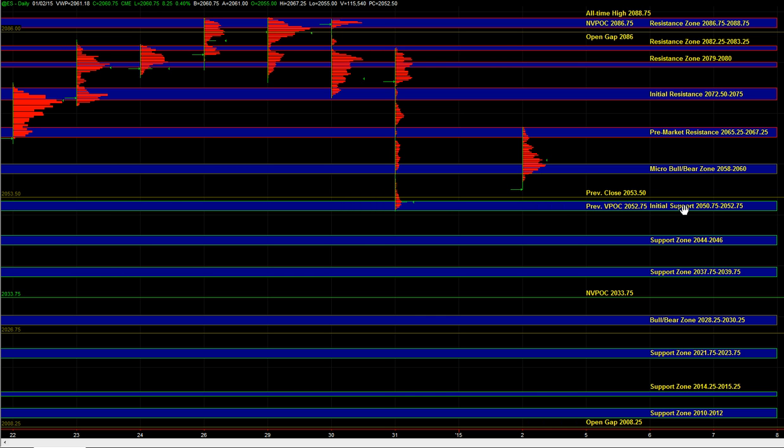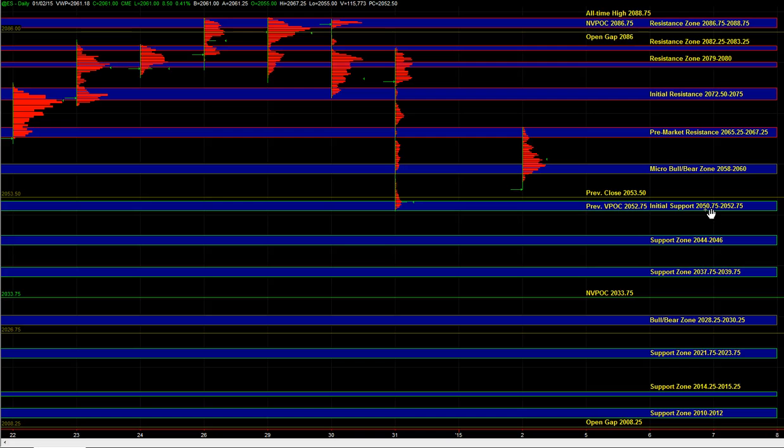It's not like this automatic long setup if the market goes down there, because at that point ES would be breaking below the overnight balance, and the momentum and the short-term control would be in favor of sellers. So we'll have to be a bit cautious if the market does end up going down to the initial support zone, because at that point we could actually break below initial support and test some of these lower zones.